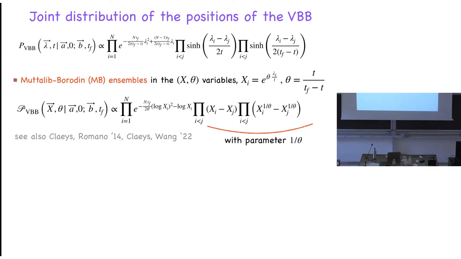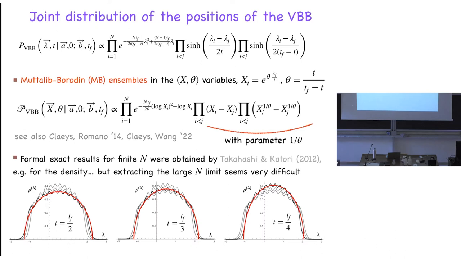Okay, so this was also studied by Takahashi and Katori, who derived some exact results for this model, but the large N analysis is extremely hard to do. Here, I just show you the plots. So this is their formula, which has these oscillations for different times, and the red line is our exact large N limit. So you see that everything seems to work very well.